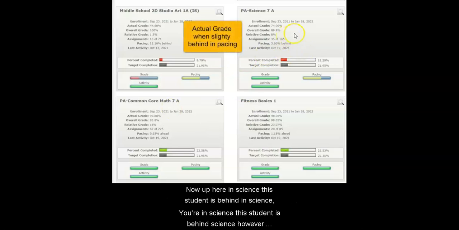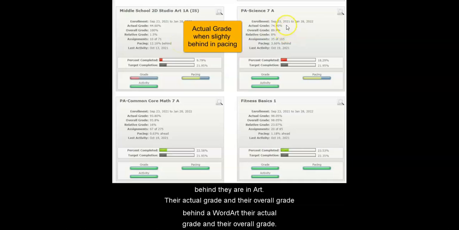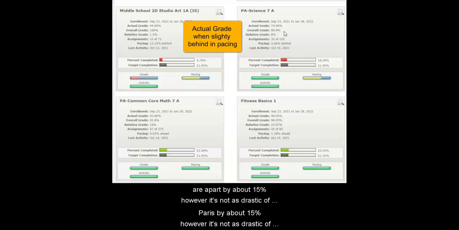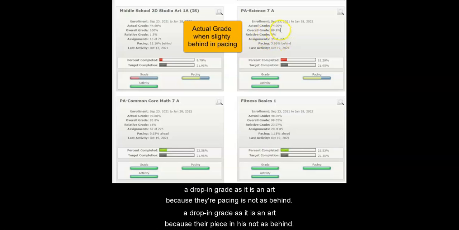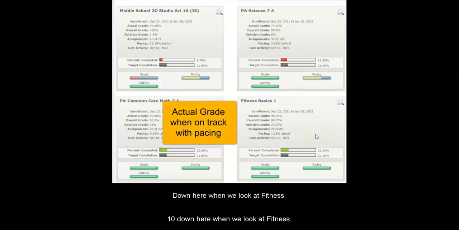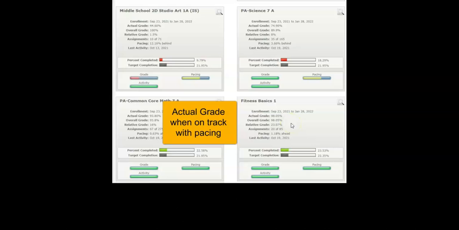Now up here in science, this student is behind in science. However, they're only about 3.5% behind, so it's not as significant as the 12% behind they were in art. So their actual grade and their overall grade are apart by about 15%. However, it's not as drastic of a drop in grade as it is in art because their pacing is not as behind. And then again down here, when we look at fitness, their pacing is about 1% ahead. Therefore, their actual and their overall grade are equal because they are on pace for that course.